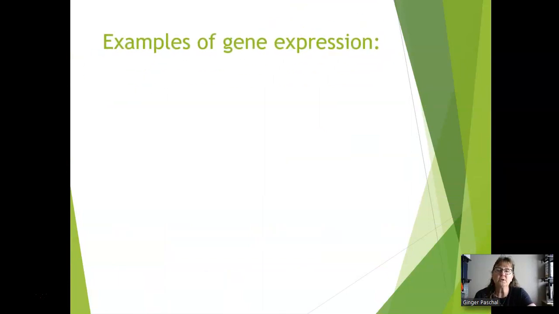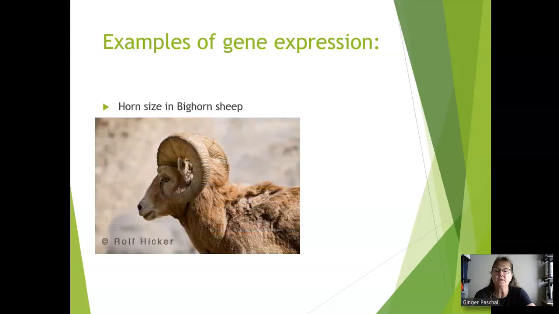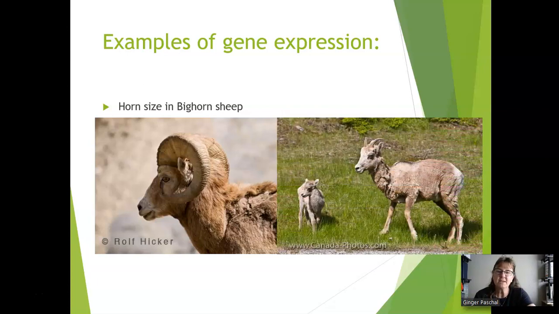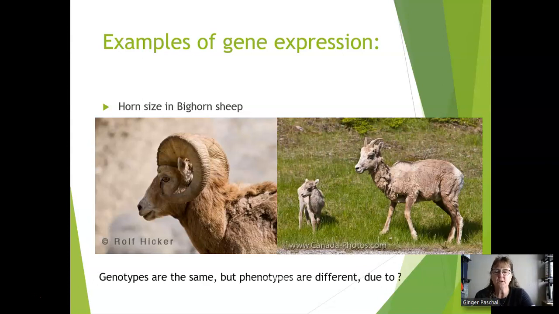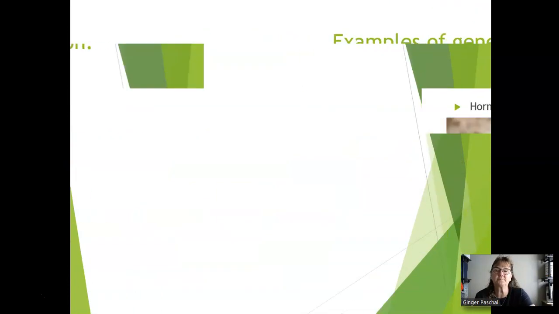So examples of gene expression are things like horns on a bighorn sheep. So some bighorn sheep have really big horns. These bighorn sheep, their horns are not so big, and it's not just gender, but it's also environmental factors that come into play here. So the genes are the same in both of these sheep, but the phenotypes are different. So what are the phenotypes affected by? Hopefully you said the environment in which this animal lives.